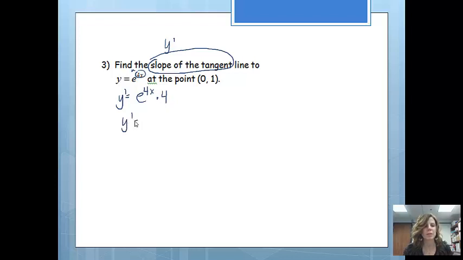I'm going to clean it up first, so I'll get 4 e to the 4x, and then we would like to find the slope of the tangent at (0, 1). So my x in this case would be 0, so 4 e to the 4 times 0. 4 times 0 is 0. e to the 0 is 1. 4 times 1 is 4. So the derivative at 0 is equal to 4.